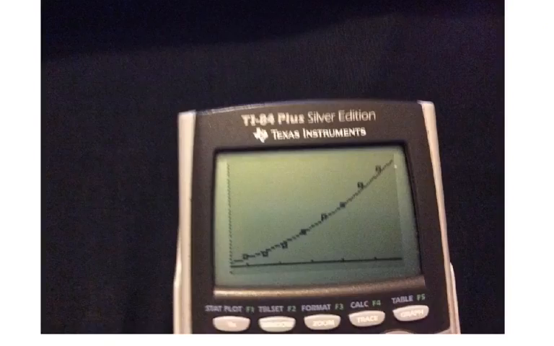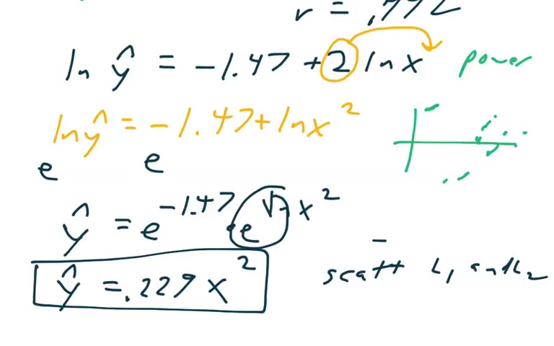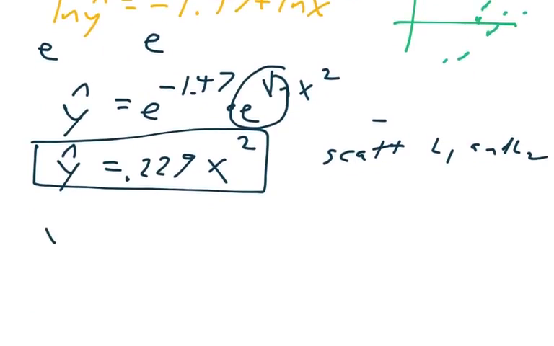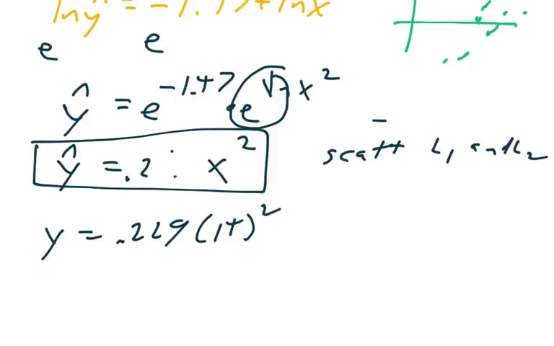Sorry, I forgot to do the one last problem, which is, what is the expected price for a 14-inch pizza? So you just plug 14 in, and you get 0.229. Actually, this probably should have been 0.23, times 14 squared. And so that turns out to be $45.08.